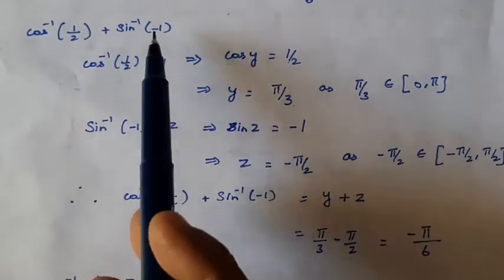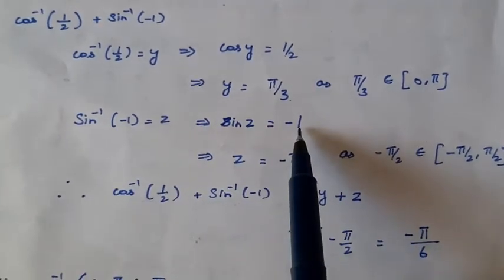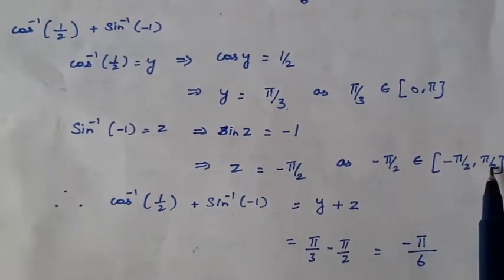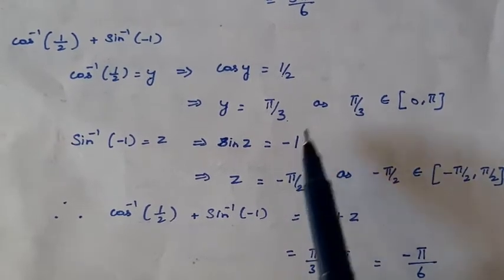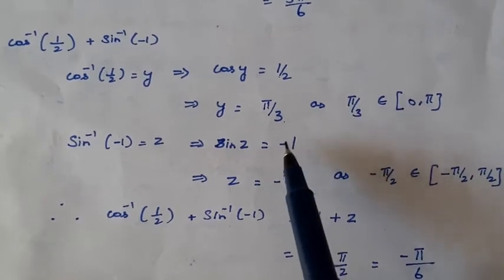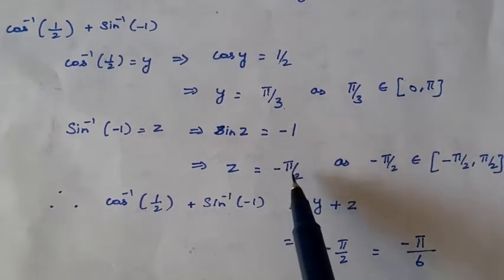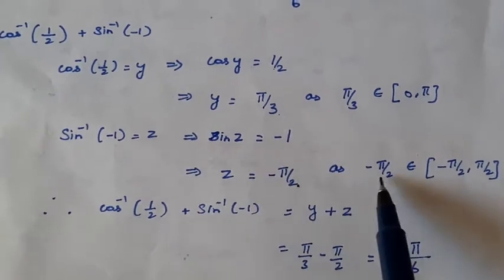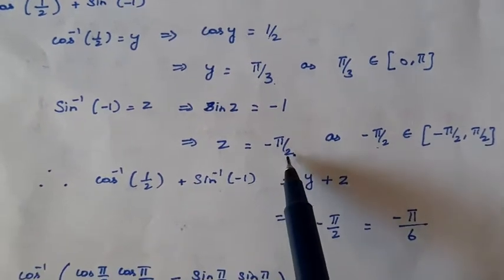And similarly for the second term, let us take the second term to be some z. So by definition sin z is equal to minus 1. But the principal domain for sin inverse is minus pi by 2 to plus pi by 2. That means you have to choose the angle in the first quadrant as well as the fourth quadrant. Positive value means you can take the corresponding angle in the first quadrant. If it is negative, you have to find the angle for the corresponding value in the fourth quadrant. Now as it is minus 1, you know that sin of minus 90 is minus 1. So you have to take z as minus pi by 2, because minus pi by 2 belongs to this closed interval.